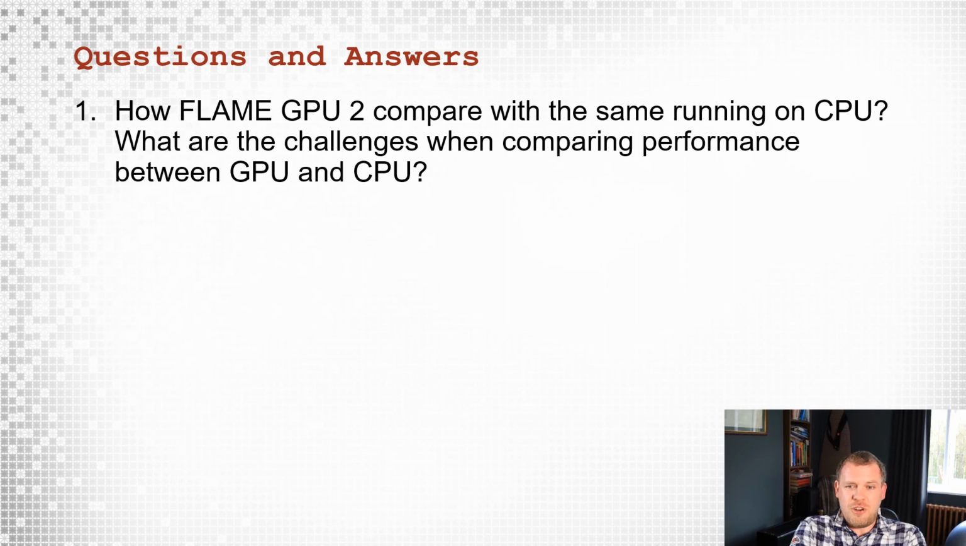But the two can do very different things. So Flame GPU is very good for reasonably simple agents, very large population sizes, whereas Flame is perhaps slightly better suited to very small populations of very, very large memory-intensive agents. So really there is a challenge in comparing with the CPU.